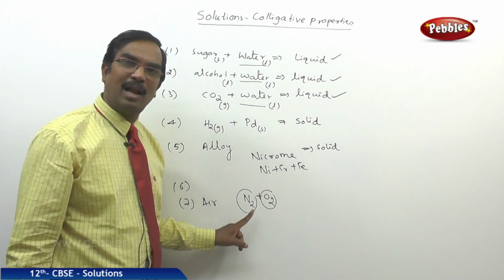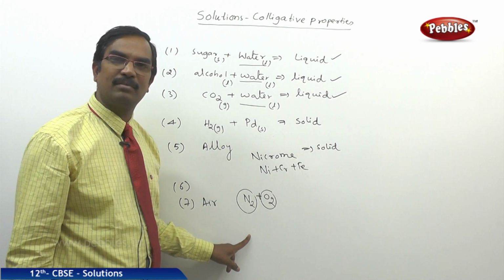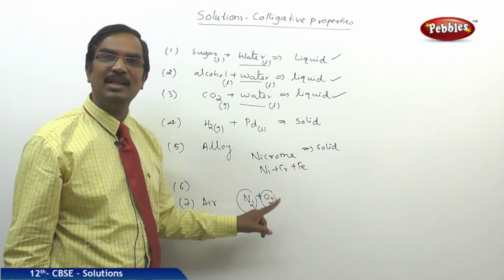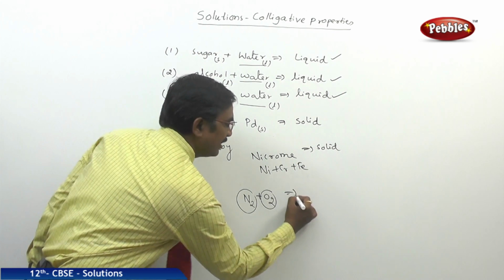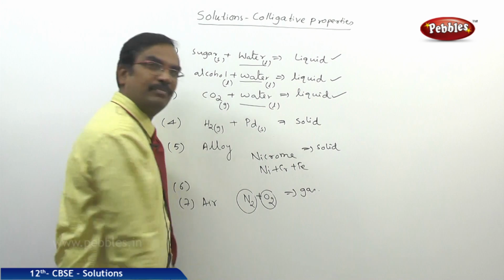Nitrogen is present in larger proportion, so it is the solvent. Oxygen is present in smaller proportion, so it is the solute. The resultant mixture is present in the gaseous state. It is a gas.